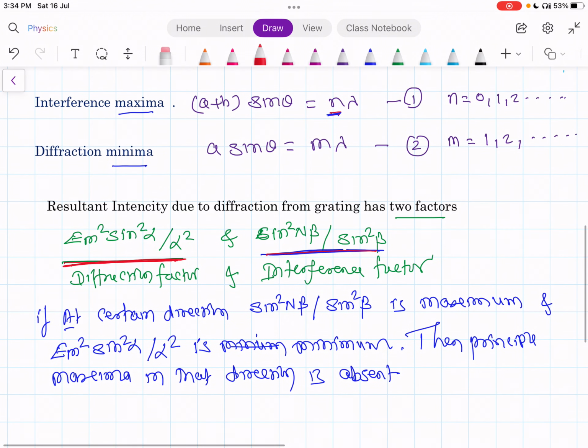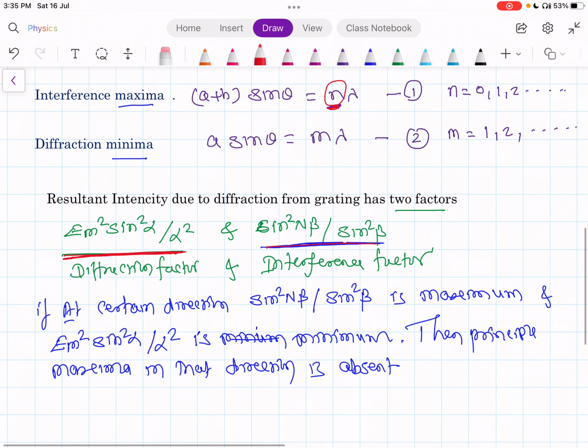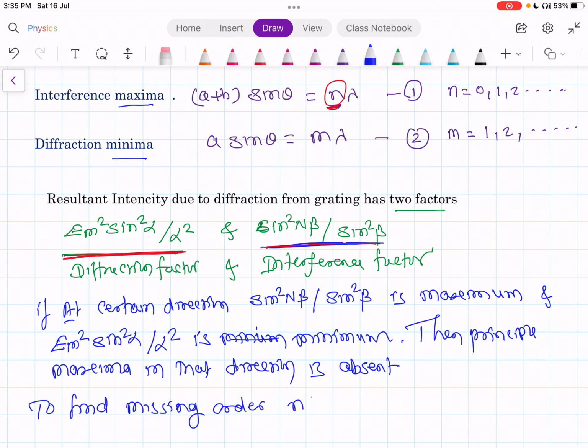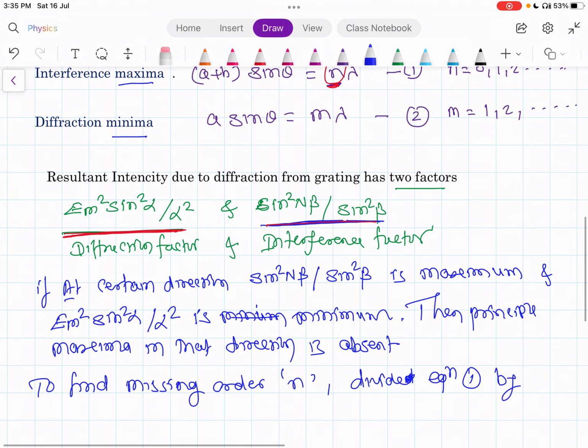We can find, now we say that this nth order is missing. To find which order is missing, we have to divide equation 1 by equation 2.